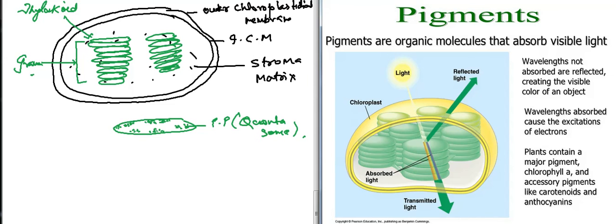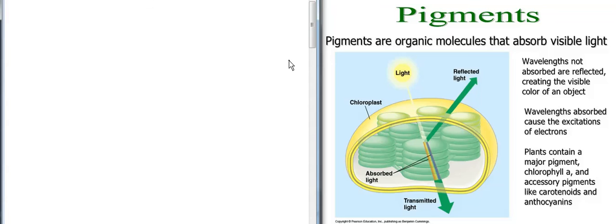So we are seeing here how the pigments, the quantasomes which are present here, are getting the sunlight. When sunlight falls over this quantasome, some of the light is reflected, some of the light is transmitted, and some of the light is absorbed. Generally, whatever light energy is absorbed will be used for the excitation of the pigments. So let us see the next part.